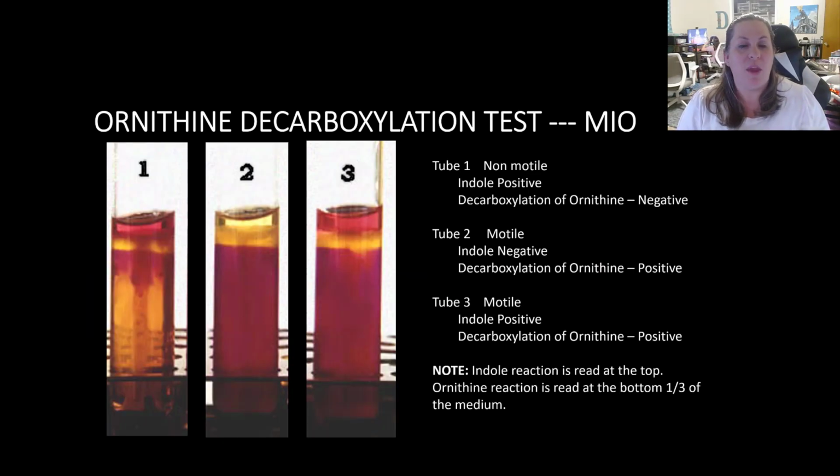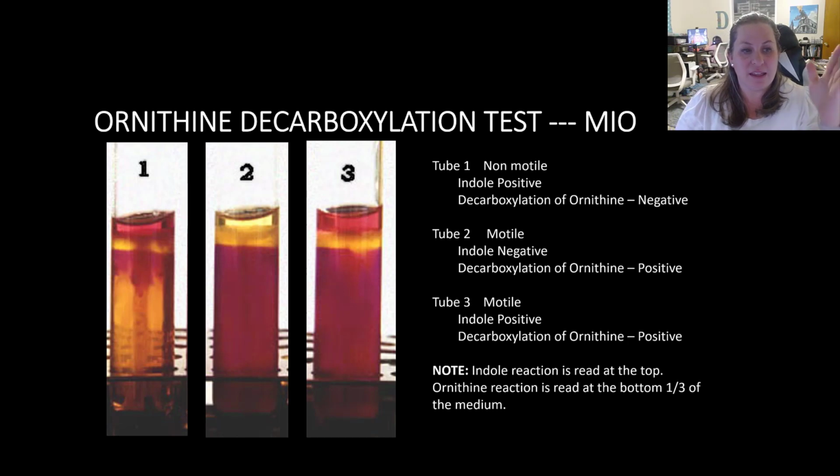So here's an example. On number 1, we're going to check, because these are going to be tests, you can look at multiple things. So number 1's non-motile. Do you see how you can see the line straight down? The bacteria is growing in that line. You'll also see at the top it has a pinkish red ring. That means it's indole positive. We do see that we have no decarboxylation, and so it's still a yellowish color at the bottom, so this one is negative.